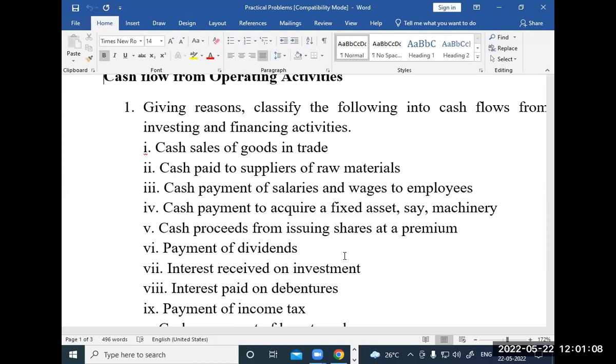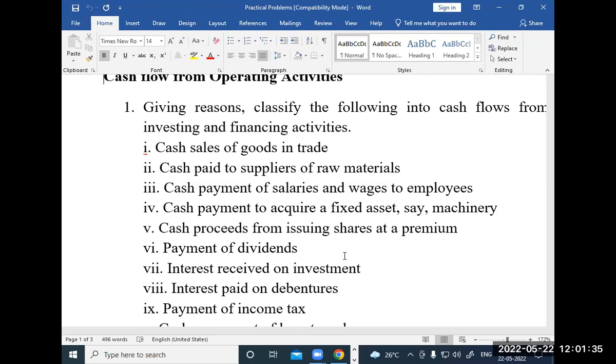Cash payment of salaries and wages to employees. Again operating, sir. Yeah, again operating. Very good. Fourth one, cash payment to acquire fixed asset, for example, machinery. Investing activity outflow. Very good. Then cash proceeds from issuing shares at a premium. Financing activity, cash inflow from financing activity.